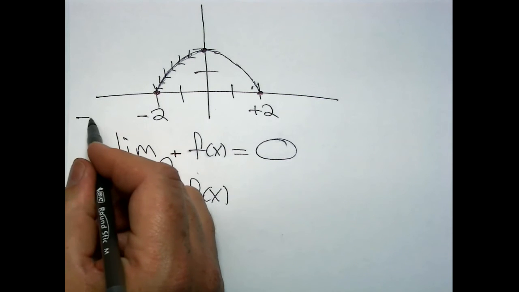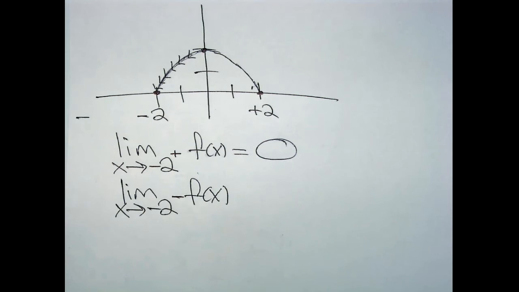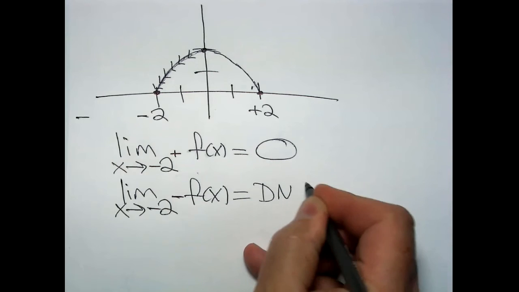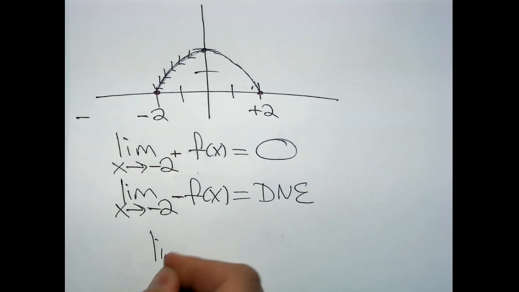That's over here somewhere. Guys, where's the road to get on to approach from the left side? There is no road. So I'm trying to get to it from the left, and I don't even know where the on-ramp is. I can't do it. So that limit does not exist because I can't even get started. So what do you think about this question here?